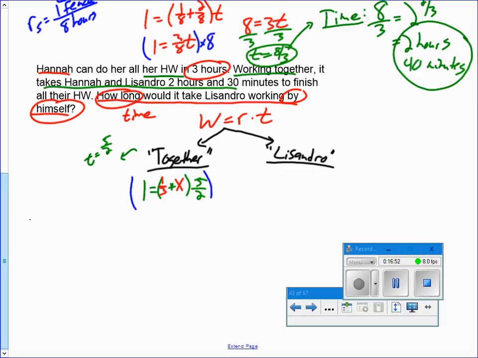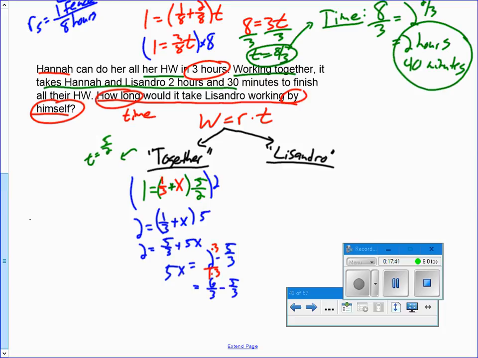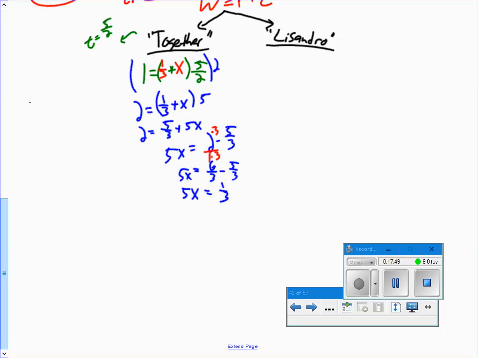So I can multiply everything by 2 to get rid of the fraction. And I can distribute the 5 or divide by 5, whichever. Then I'm going to subtract so I can solve 5x equals 2 minus 5 over 3. Need to work with the common denominator of 3. So it's going to be 6 over 3 minus 5 over 3 is 5x. 5x is 1/3. So my step's going to be to divide by 5.